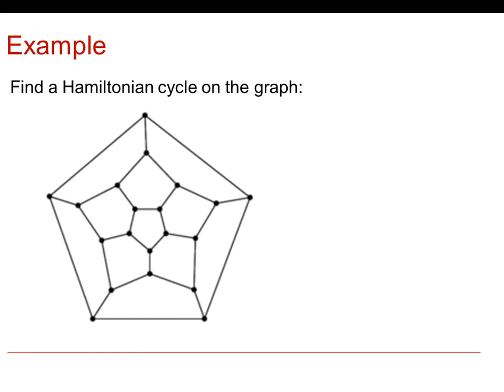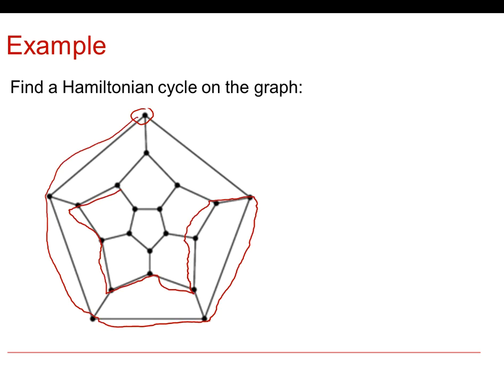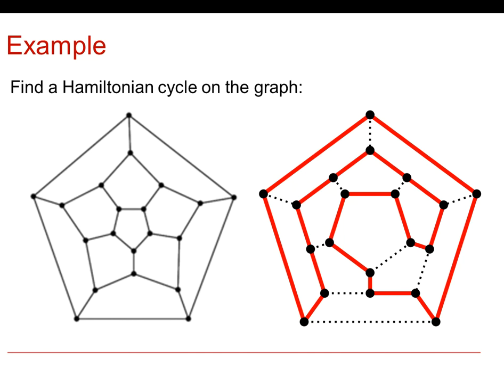Let's try and find a Hamiltonian cycle on this graph. So starting from here, I'll work my way around the edge nodes and then turn in. And then I think I'll go in around that lot of nodes and then out and then back up. So yes, I found a Hamiltonian cycle. And here, more clearly shown, is an alternative solution. So there are probably quite a few.